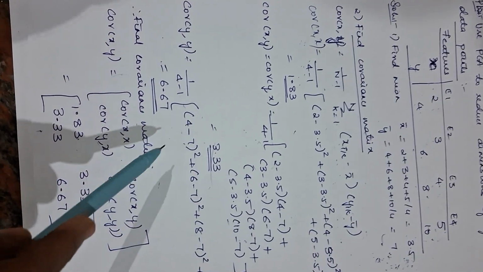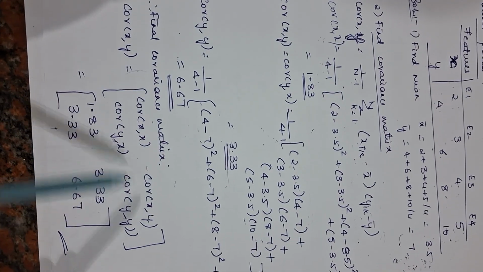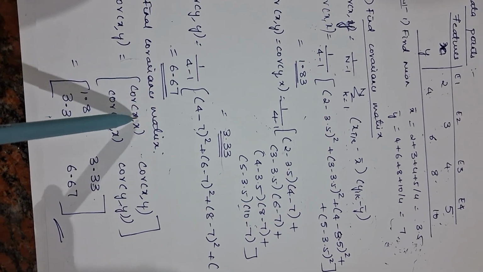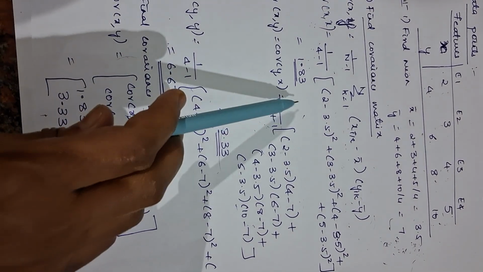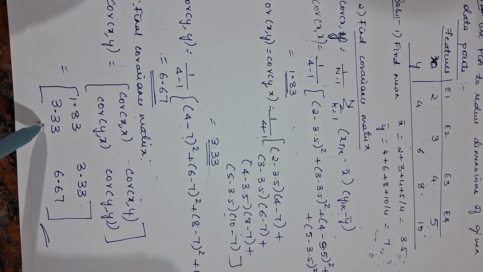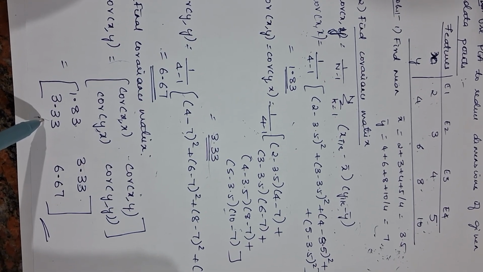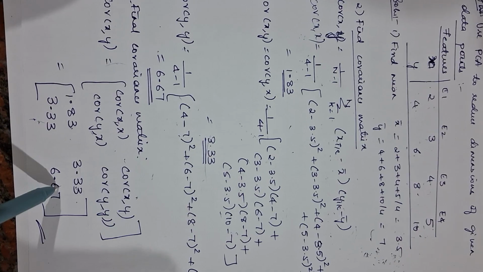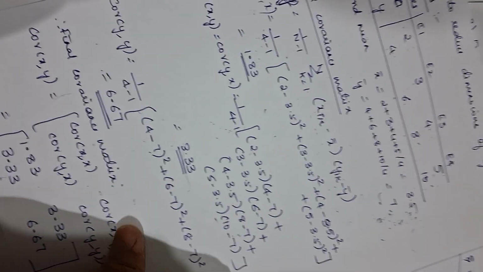So now you have to form the final covariance matrix. This is the final covariance matrix. Covariance of xx, which I got as 1.83, covariance of xy and covariance of yx, both are 3.33. Covariance of y comma y is 6.67.